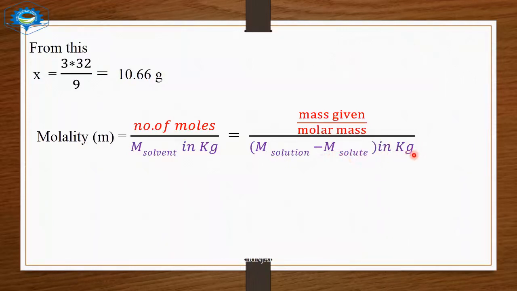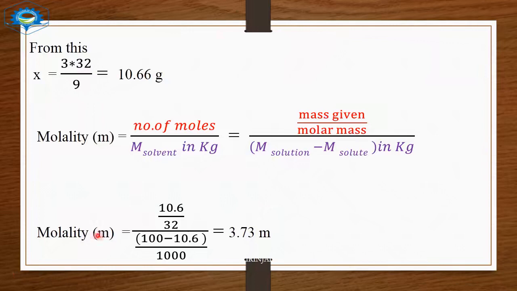Okay, convert gram into kilogram by dividing by 1000, that is 10 cube. So for molality, you have to find the molality. M is equal to the mass given, which we have already found, 10.6, divided by the molar mass of methanol, 32, from carbon, hydrogen, oxygen.